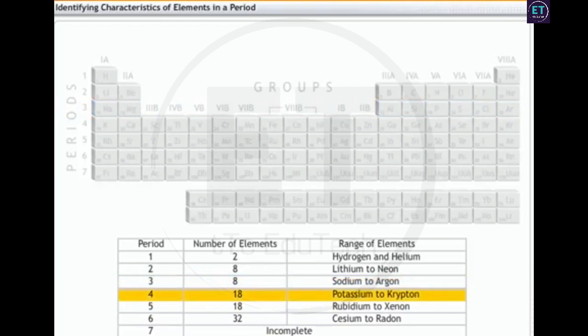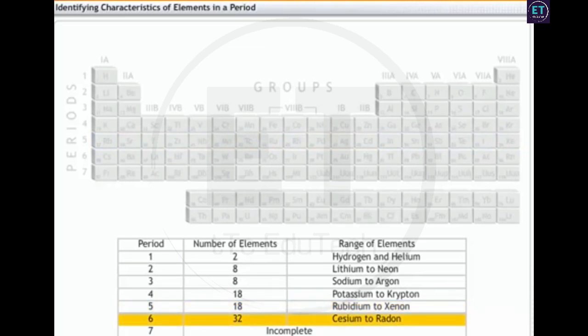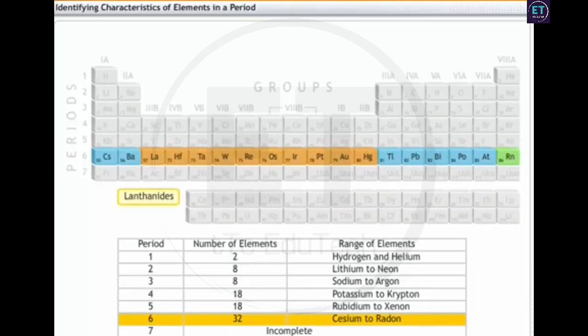The fourth period is a long period and contains 18 elements, ranging from potassium to krypton. The fifth period contains 18 elements, starting from rubidium and ending at xenon. The sixth period contains 32 elements, from cesium to radon, which also includes 14 lanthanides from cerium to lutetium.